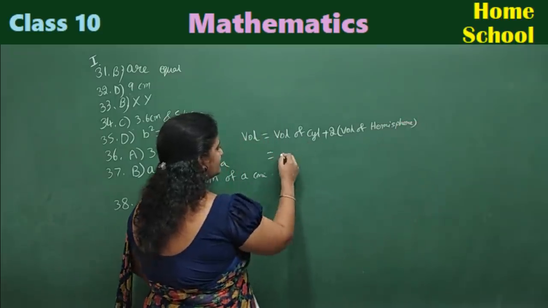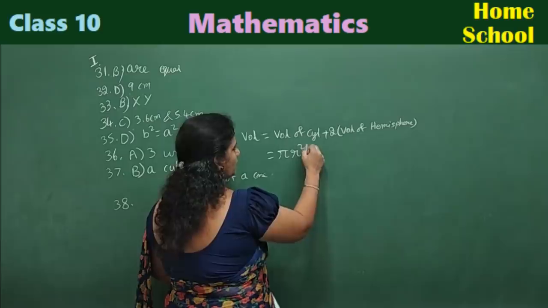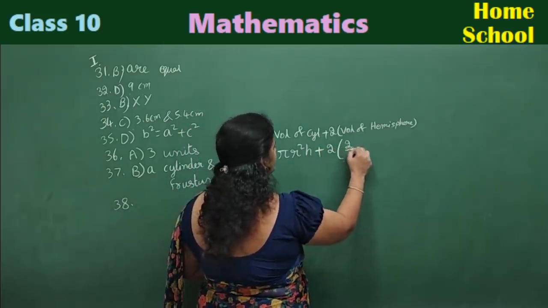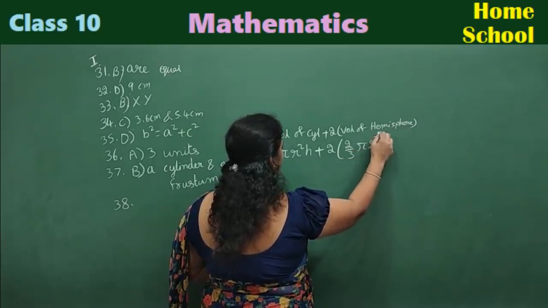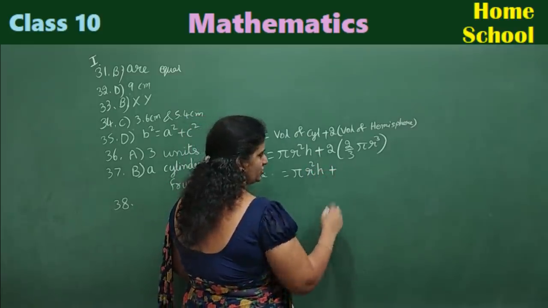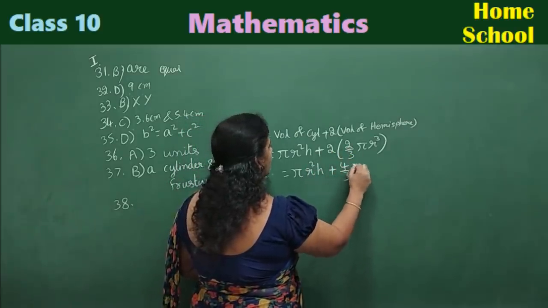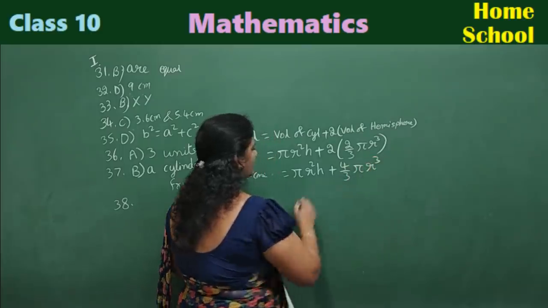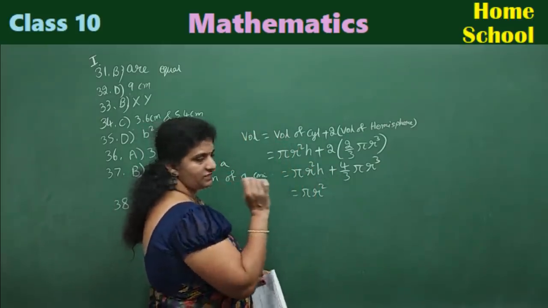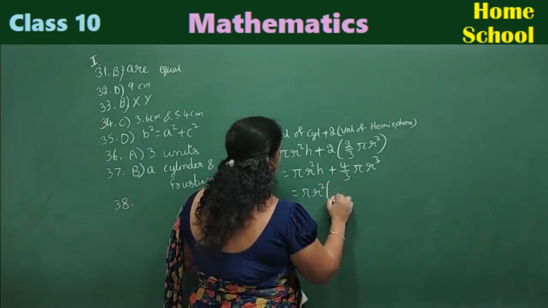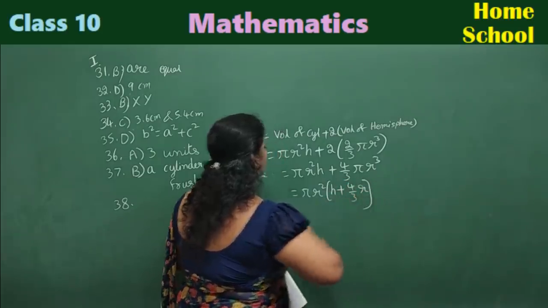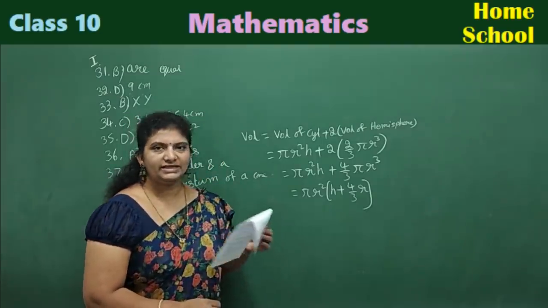Write the formula. Volume of a cylinder formula is pi r square h plus 2 into volume of a hemisphere, 2 by 3 pi r cube. And this I can write as pi r square h plus 2 2s are 4 by 3 pi r cube. Take pi r square common. Why? r is the same for cylinder and hemisphere. Pi r square common, h plus 4 by 3 r. Cubic units.